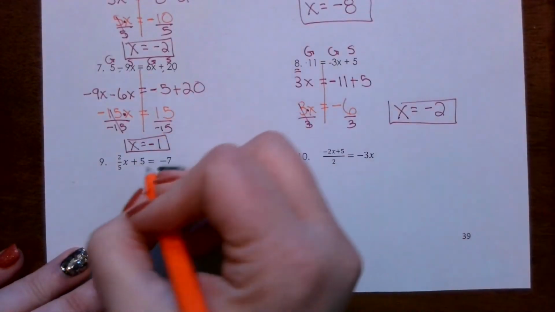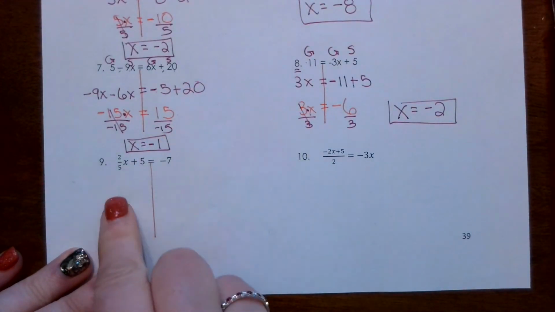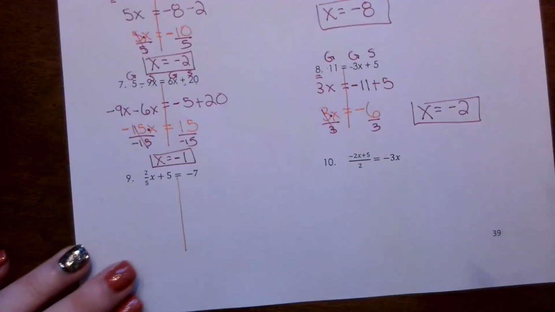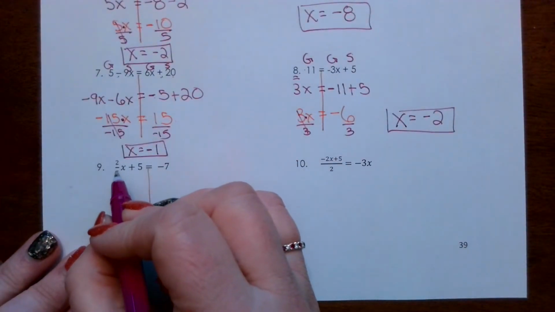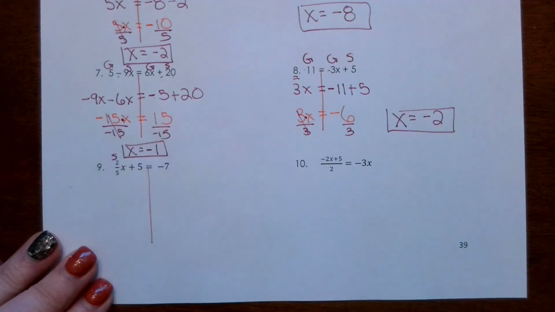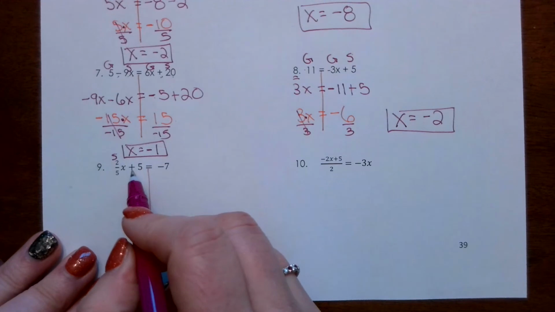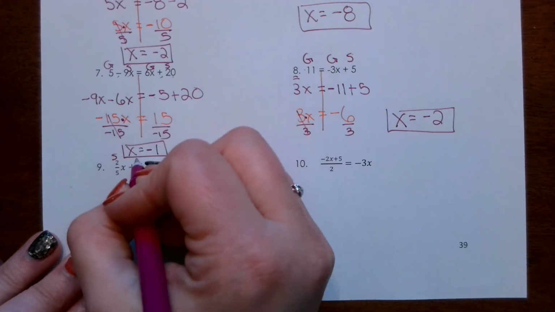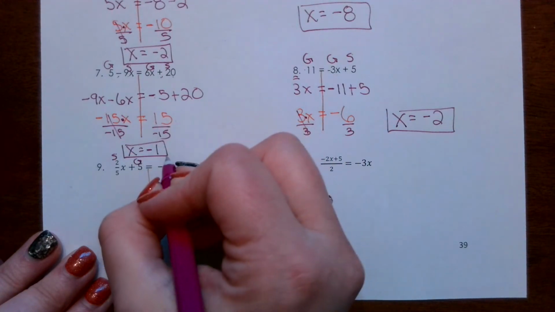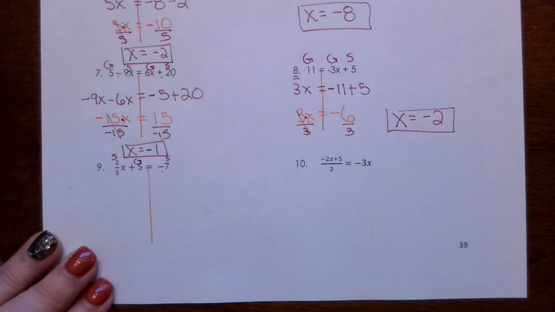I am going to draw my line, separate my left from my right, variables, constants. Let's go through. Should I stay or should I go? I've got 2/5 x. That is a number with a variable. It is going to stay over here on the left. I've got a plus 5. That's a constant. I need that to go to the right. And I've got a negative 7. That's a constant. It is going to stay over here on the right.